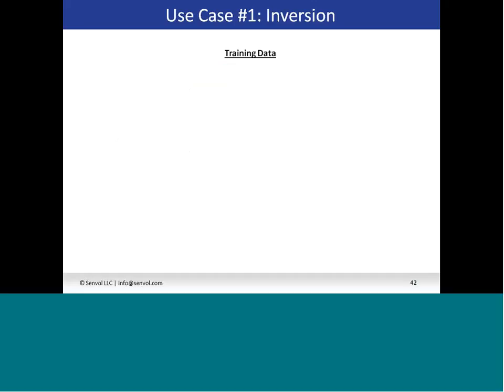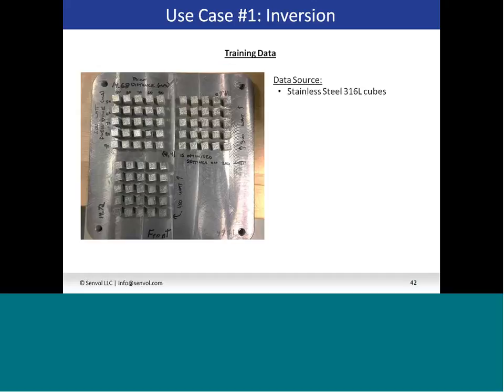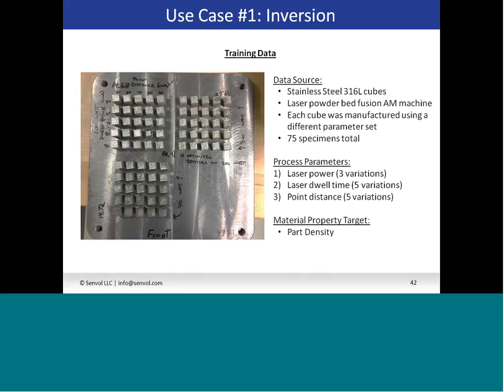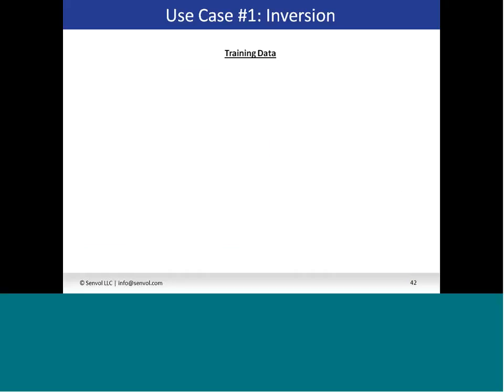The training data set we used in this case were stainless steel 316L cubes that were manufactured on a laser powder bed fusion machine, a Renishaw AM250. We used different parameter sets for each cube. There were 75 specimens total. The parameters we varied included laser power, laser dwell time, and point distance. And again, our material property target was part density.